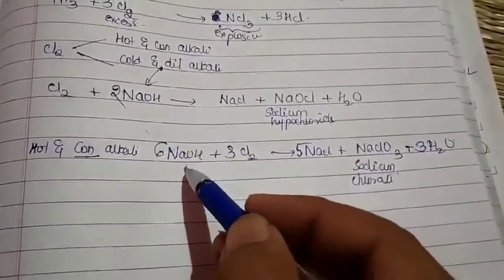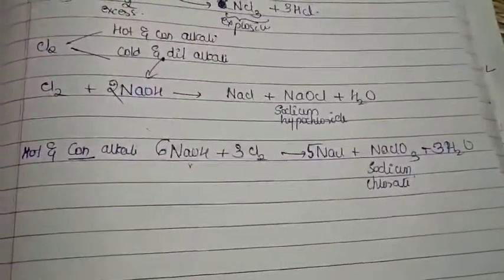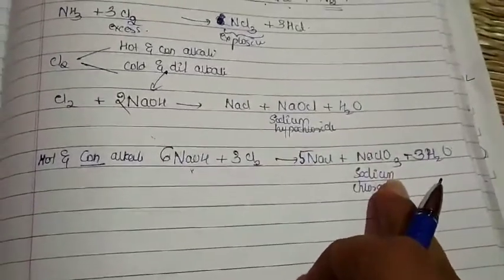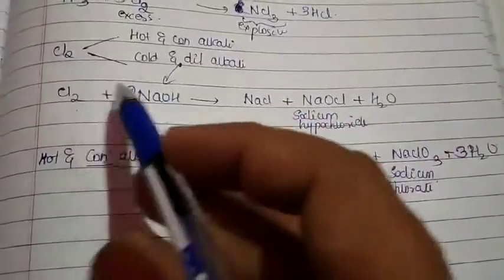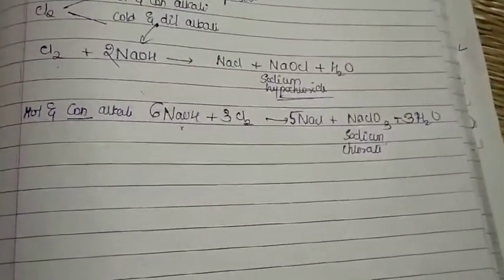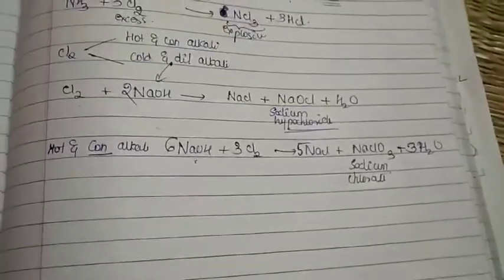Whenever you are treating your sodium hydroxide with hot and concentrated alkali, you are mainly going to get chlorate. But when you're treating your chlorine with cold and dilute NaOH, you are going to get the respective hypochlorite. Is that clear? This was a certain important reaction.